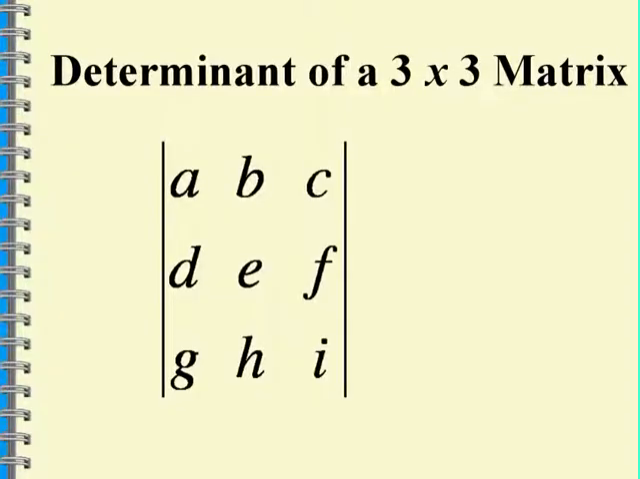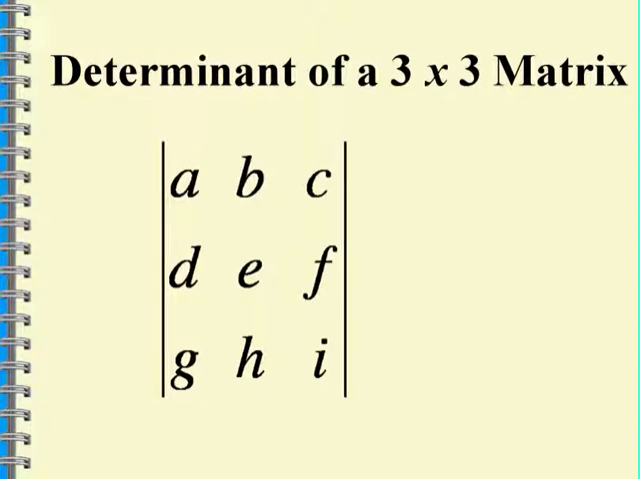Alrighty, so now we're going to look at the determinant of a 3 by 3 matrix. The determinant of a 3 by 3 matrix. Now there are two ways to do this. There's one way called the expansion by minors, and then there's another way, and we're going to do it the other way. Okay? So first of all, you've got a 3 by 3 matrix here. A, B, C, D, E, F, G, H, I.